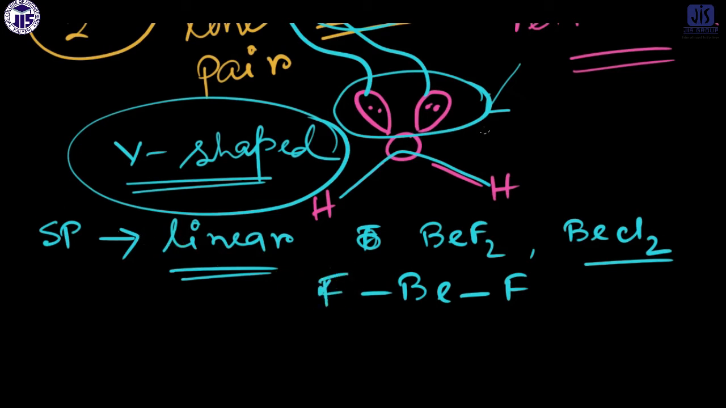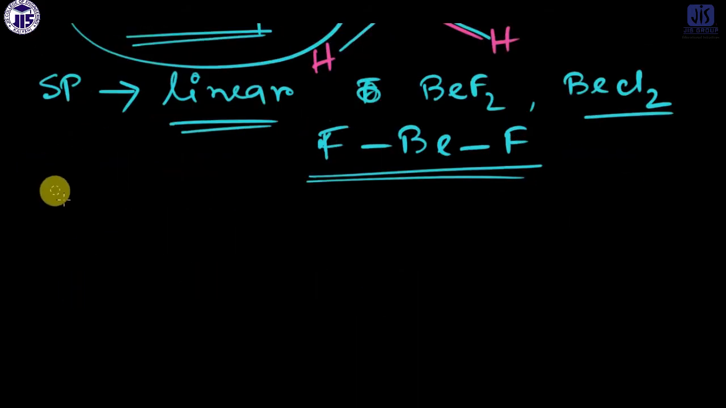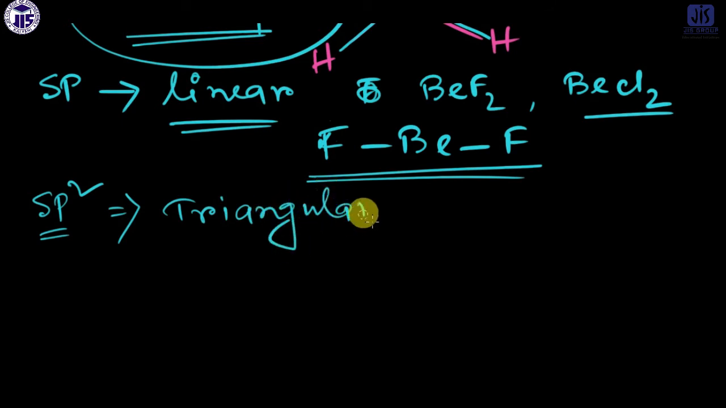So this is the shape of the molecule, and it is actually linear. But if the hybridization is sp2, then it will be triangular. For example, if you take the example of BF3, which I already discussed, it looks triangular.